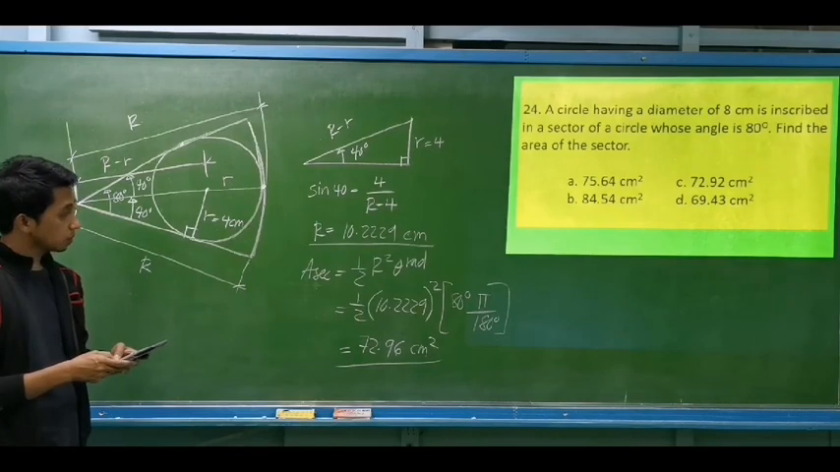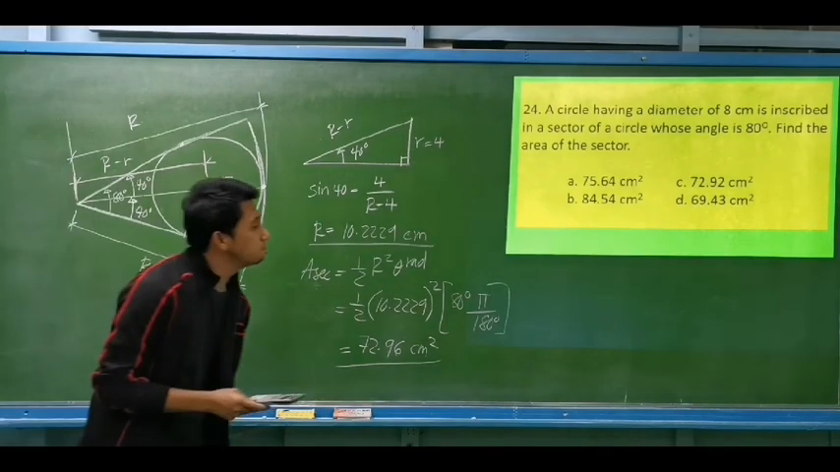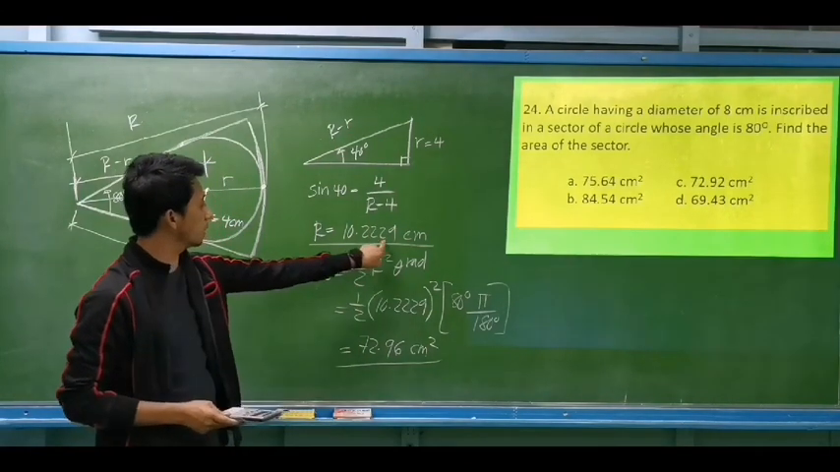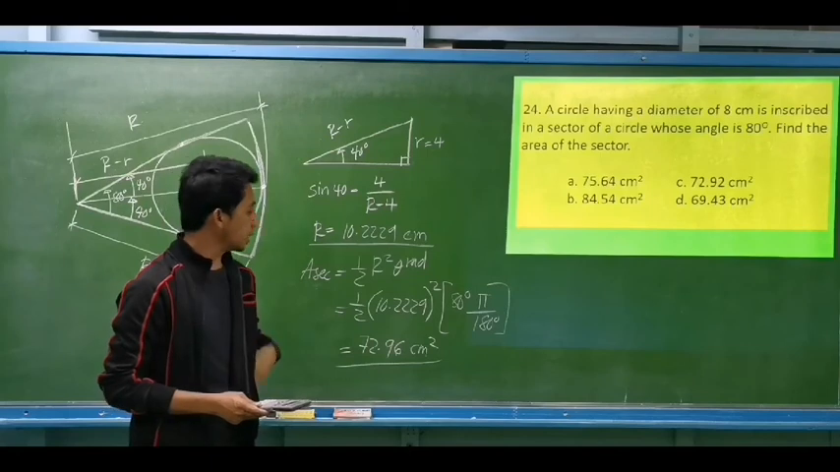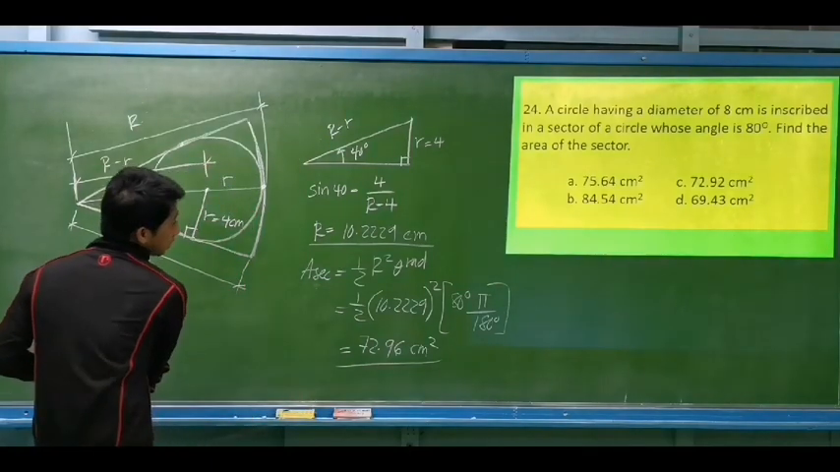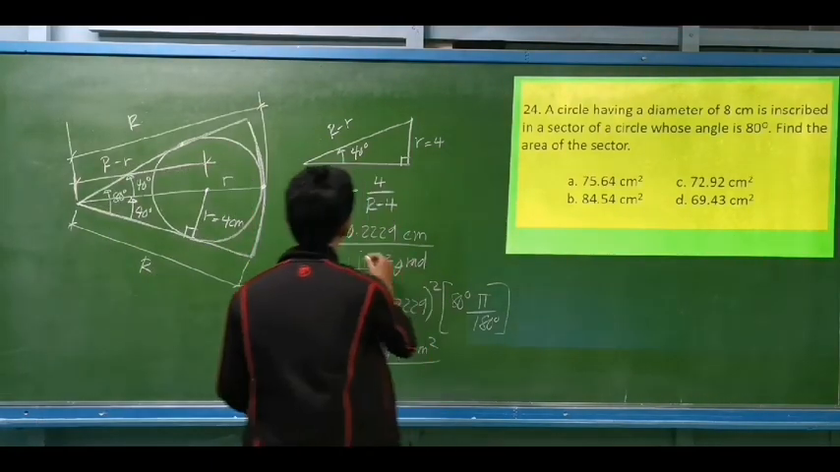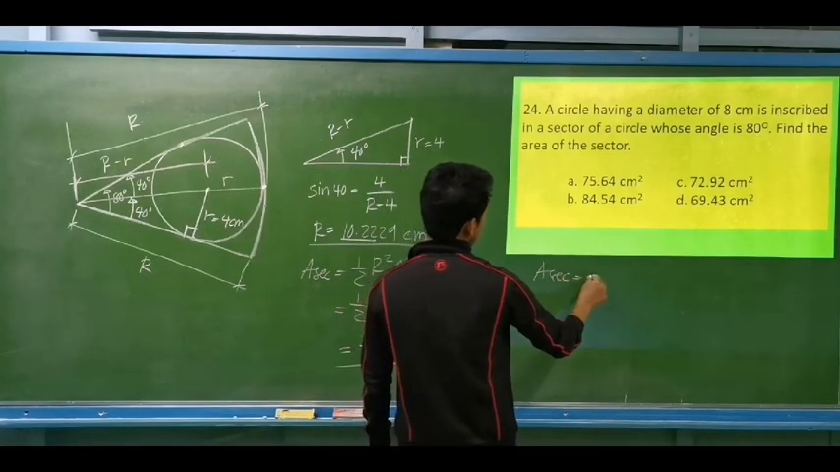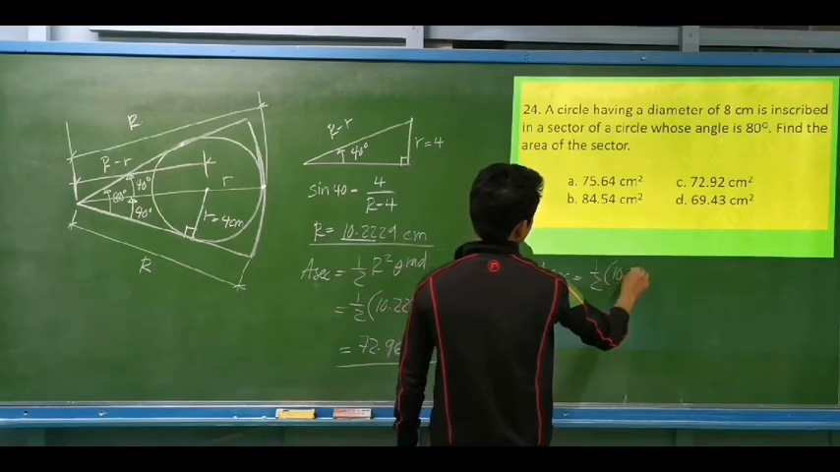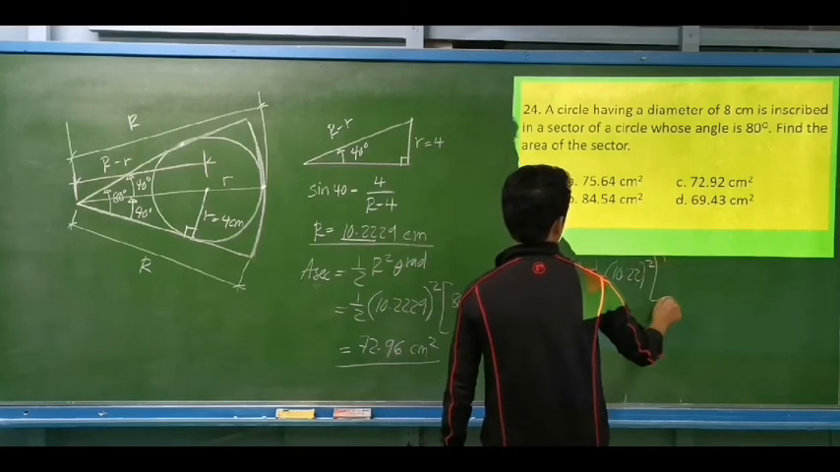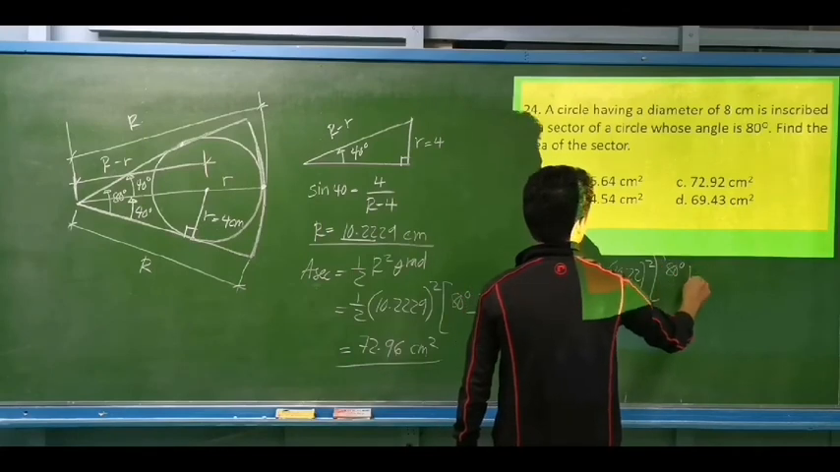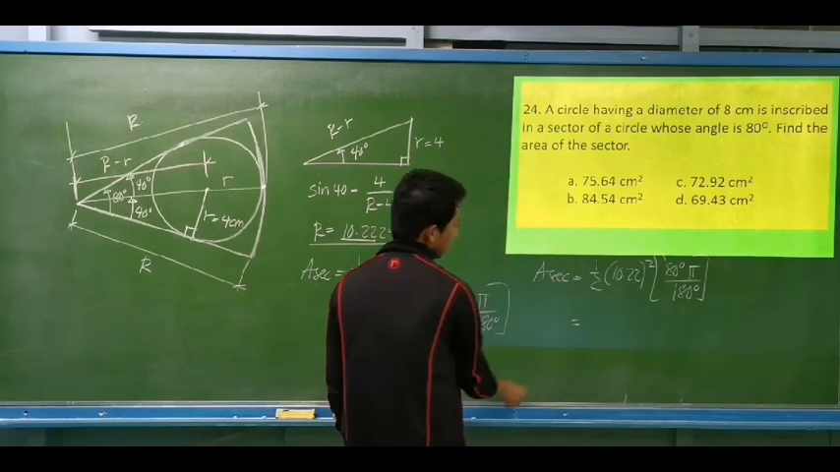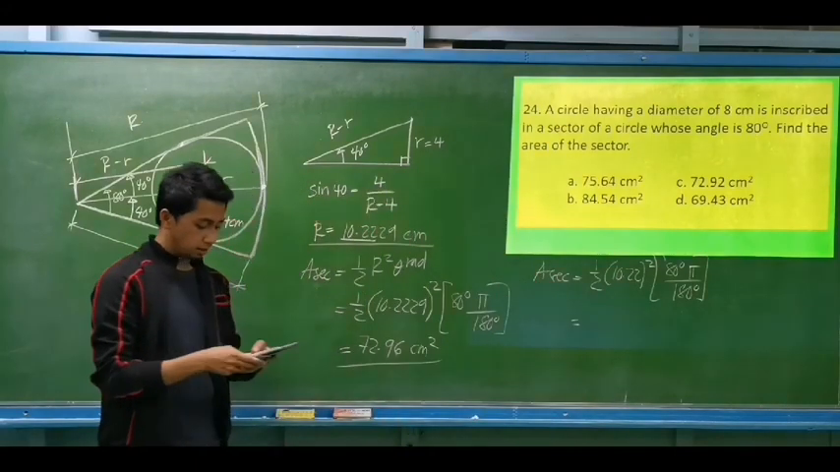Alright? Okay, so in the choices, we only have 72.92. We don't know how many decimal places were used here. Maybe only two decimal places were used. So let's try, what if it's just 10.22? So we have the area of the sector equal to 1/2 of 10.22 squared, times 80 degrees multiplied by pi divided by 180 degrees. Let's check how many decimal places were used.